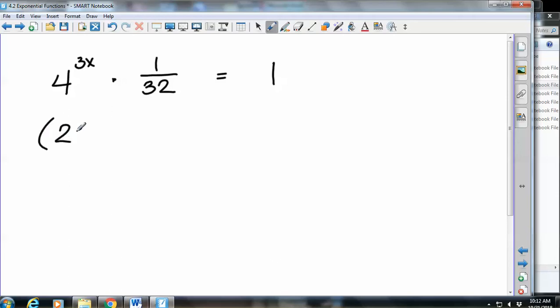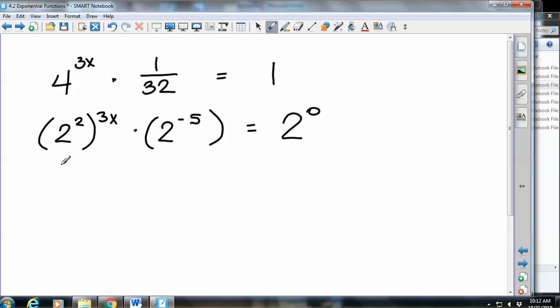So 4 is 2 squared. Okay, 1 over 32. If you're going to write it as a 2, it would have to be a negative exponent because it was on the bottom. 2 to the 5th is 32. All right. Everything has to be the same base. I have to write 1 as 2 to some power. So that means 2 to the 6th x times 2 to the negative 5 equals 2 to the 0.